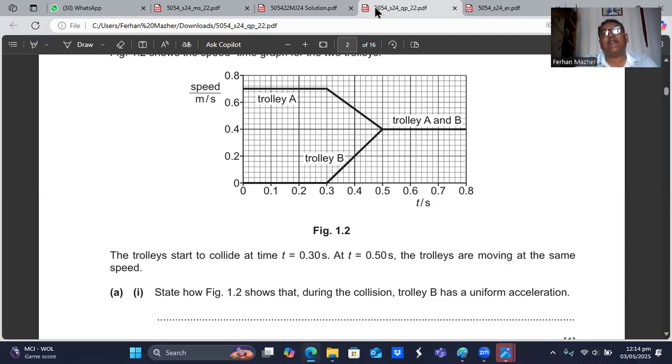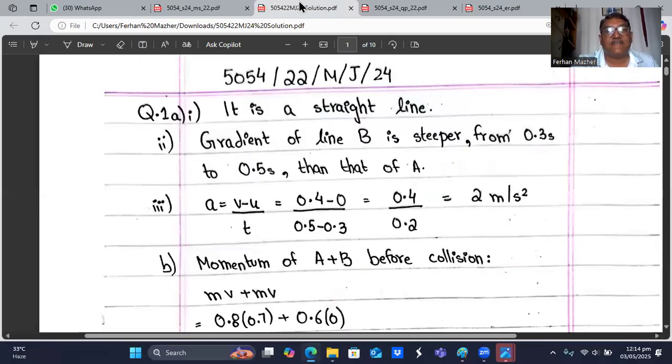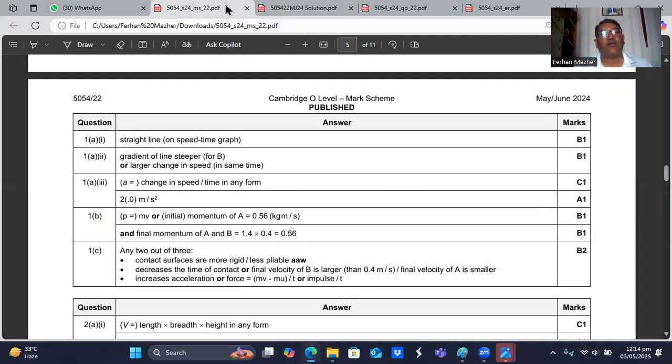In other words, you can say that trolley B's graph is steeper from 0.3 to 0.5 seconds as compared to the steepness of the speed time graph for trolley A in the same duration. So I hope you understand what I'm saying. Here, the IMA says that the gradient of line B is steeper from 0.3 seconds to 0.5 seconds than that of A. So this is how we wrote this answer.